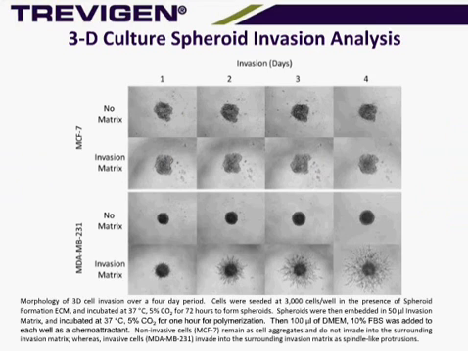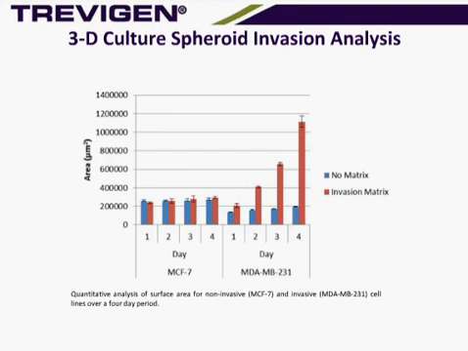For the MCF7s, we see virtually no invasion of the cells out of the spheroids. For the MDA231, there's no invasion for no matrix. We do see the spheroids grow a little bit. But when we add the invasion matrix, we see a very robust invasive response where the cells are invading out of the spheroid. And we can quantitate this as such.